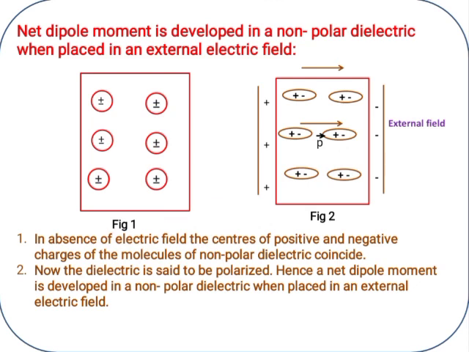So in the absence of electric field, the centers of positive and negative charges of the molecules of a non-polar dielectric coincide. Now the dielectric is said to be polarized, hence the net dipole moment is developed in a non-polar dielectric when placed in an external electric field. So in the non-polar dielectric also, dipole moment is developed when we apply the external electric field.